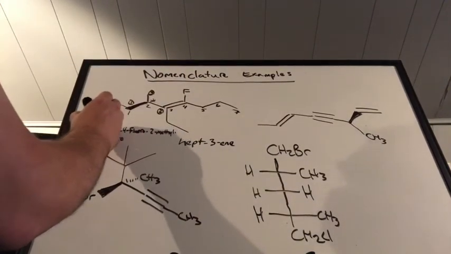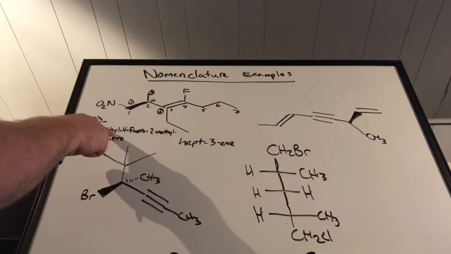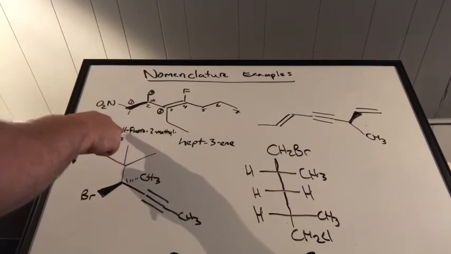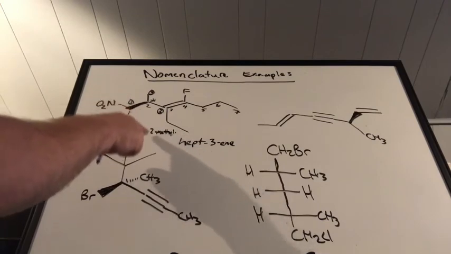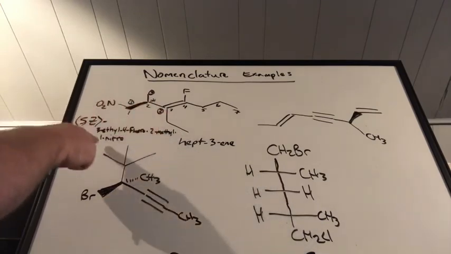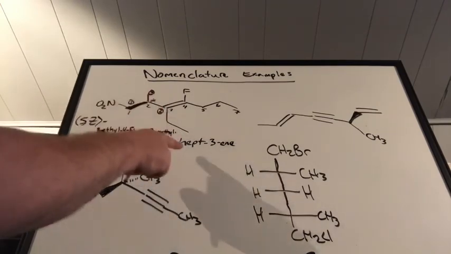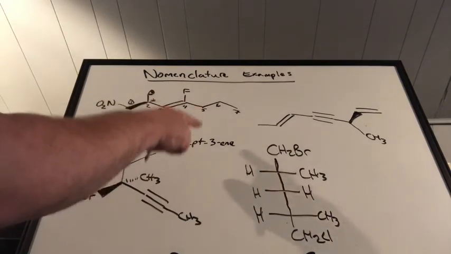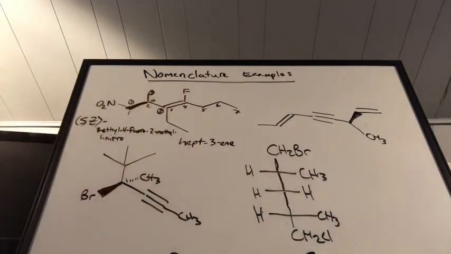So it should be SZ hyphen 3 ethyl, 3 hyphen ethyl hyphen 4 hyphen fluoro hyphen 2 hyphen methyl hyphen 1 hyphen nitro hept hyphen 3 hyphen ene. There you go. Okay, next one should be a little bit more straightforward.